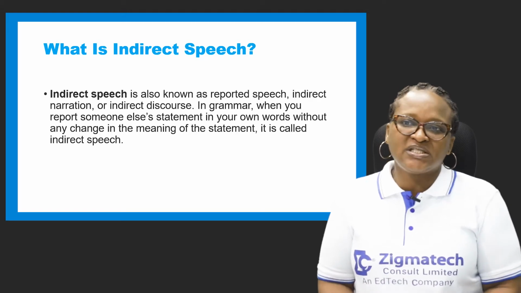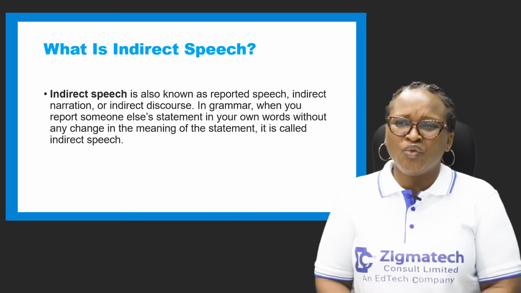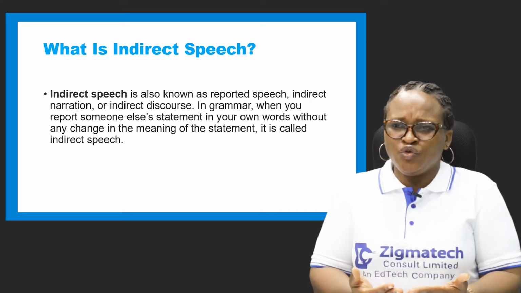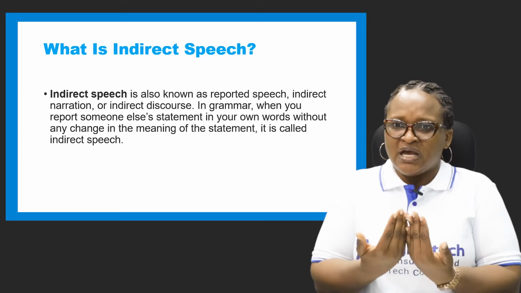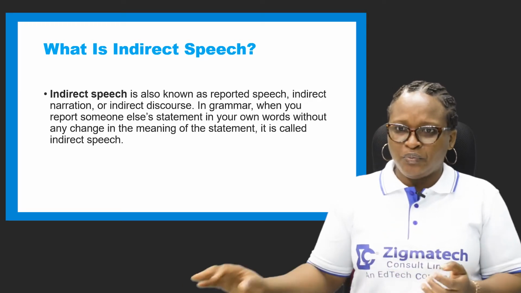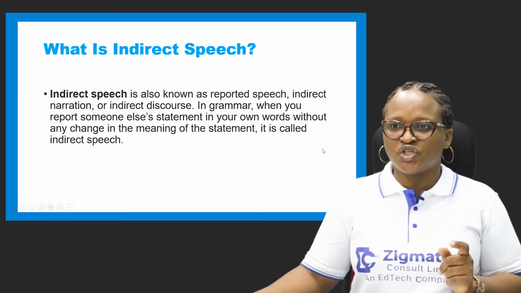Reporting someone else's statement in your own words, exactly what I said. You will report it in your own words. You're saying it the way you want to say it, the way you feel it's right to say it, but not the exact words of the speaker. So at that point, it is called indirect speech.